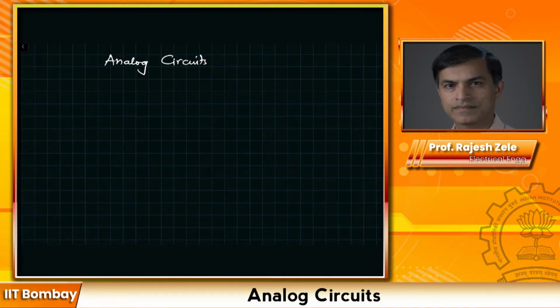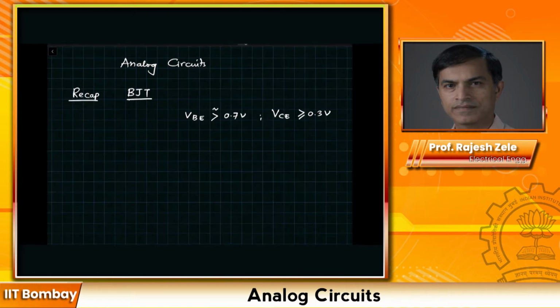So in this lecture, we will start with a recap of BJT and MOSFET operation. A BJT can be used as an amplifier when it's in the active region. And what is the definition of the active region? When VBE is greater than 0.7 volts and VCE is greater than or equal to 0.3 volts.